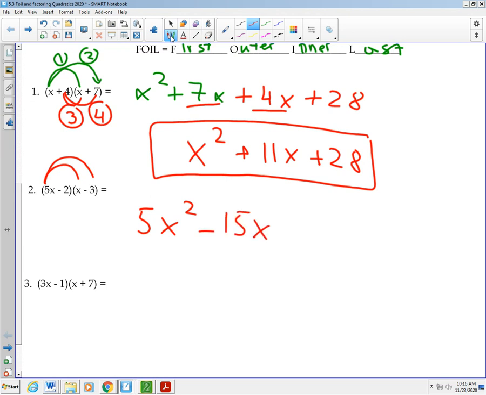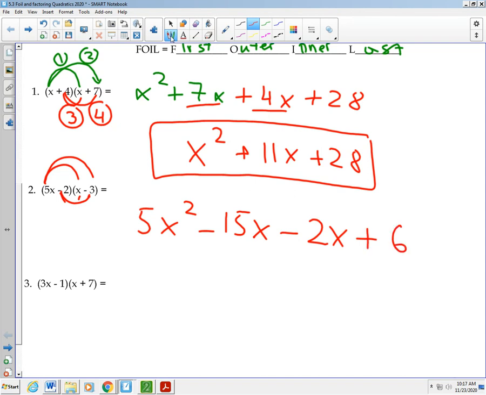Then I'm doing inner. Negative 2 times x will be negative 2x. And the last thing you will do, you will multiply the last terms. I think I made a mistake somewhere. The last thing you will do, multiply negative 2 times negative 3, which is positive 6.